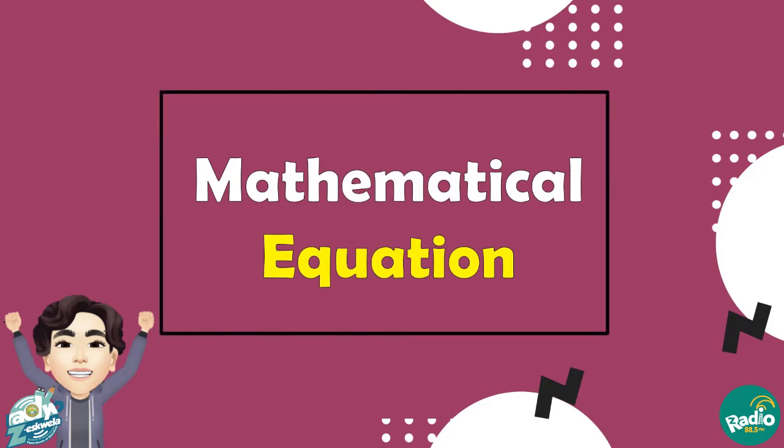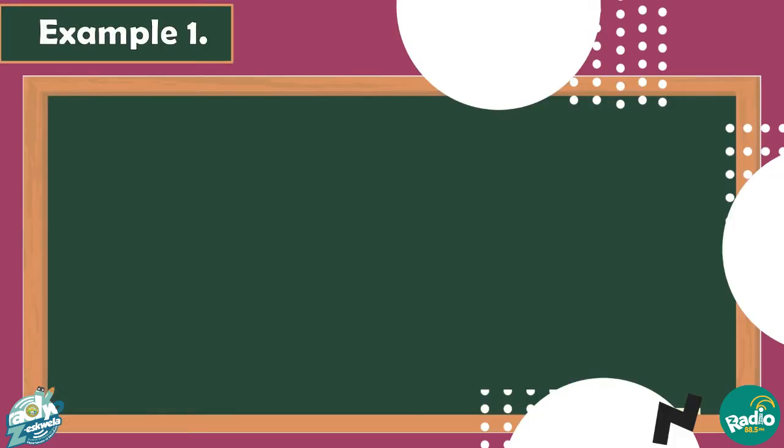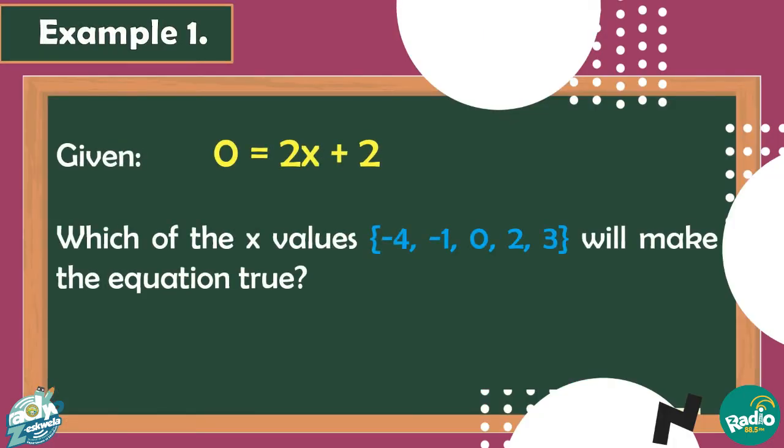Let's further understand the mathematical equation. For example, given 0 = 2x + 2, which of the x values, -4, -1, 0, 2, 3, will make the equation true?